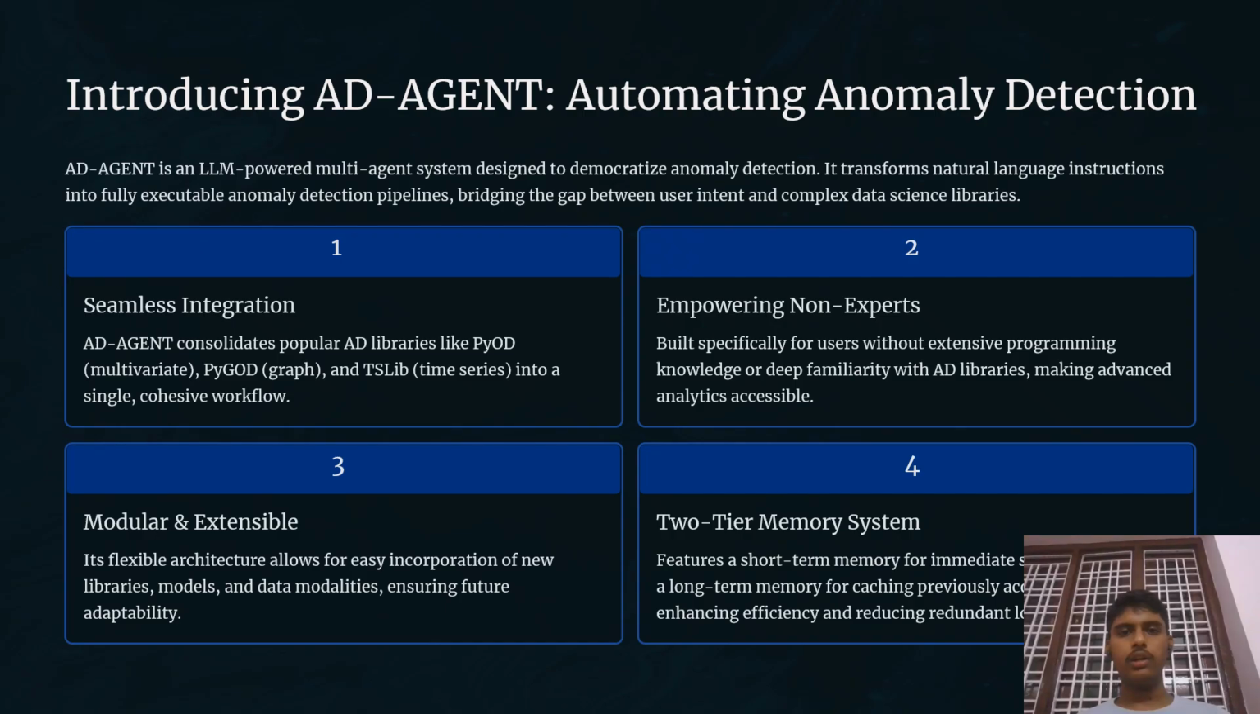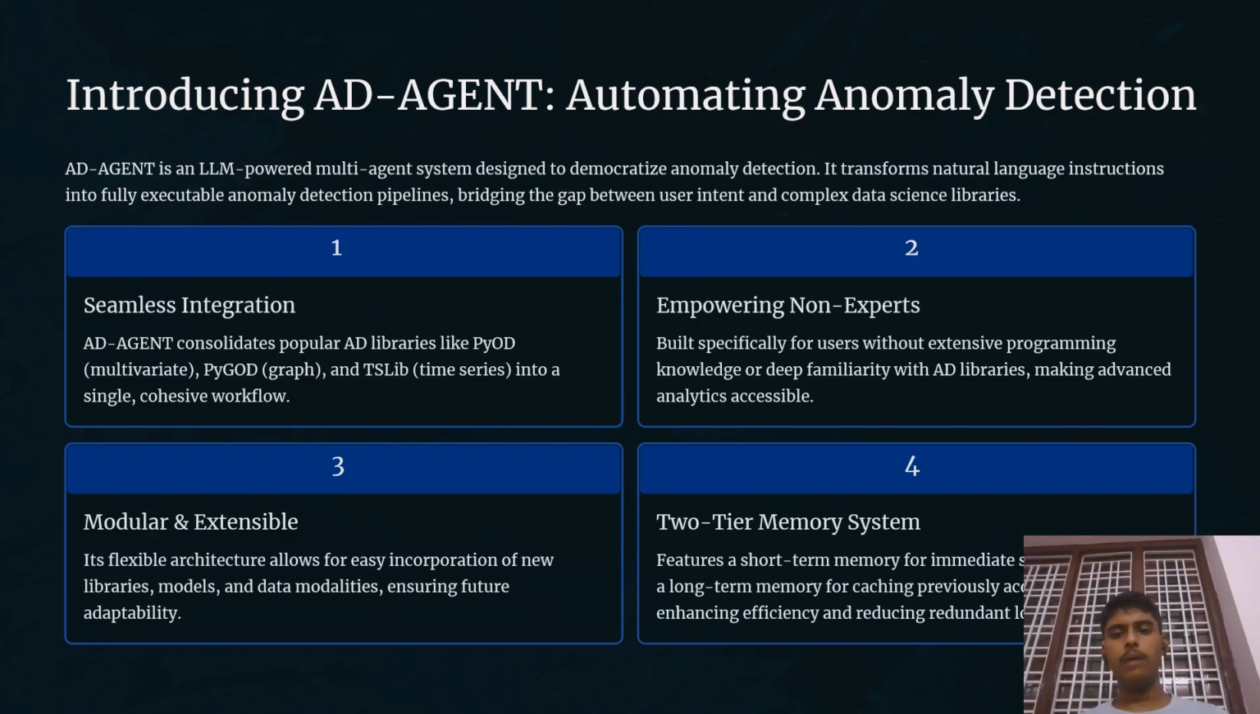So we are now introducing the AD agent, automating anomaly detection. AD agent is an LLM powered multi-agent system designed to democratize anomaly detection. It transforms natural language instructions into fully executable anomaly detection pipelines, bridging the gap between user intent and complex data science libraries. For seamless integration, AD Agent consolidates popular AD libraries like PyOD, which handles multivariate data, PyGOD, which uses graph data, and TSLib, which uses time series data, into a single cohesive workflow.